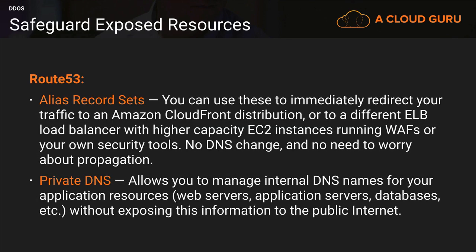With Route 53, we've got alias record sets, and you can use these to immediately redirect your traffic to CloudFront distributions, or to different ELB load balancers with higher capacity EC2 instances running behind WAFs, or your own security tools. The cool thing about this is you don't need any DNS changes and you don't need to worry about propagation. And of course, you can use private DNS, and this allows you to manage internal DNS names for your application resources, so web servers, application servers, database servers, etc., without exposing this information to the public internet.